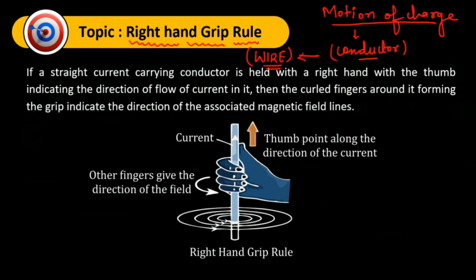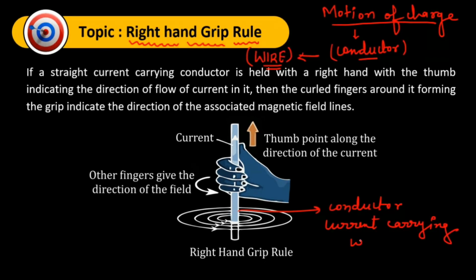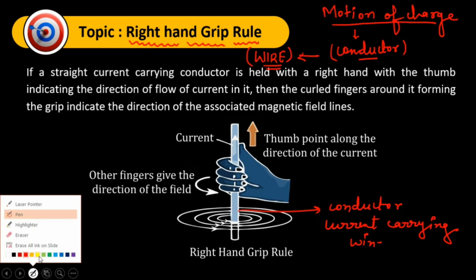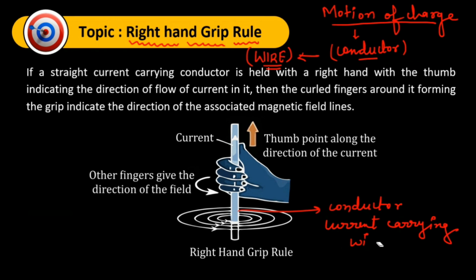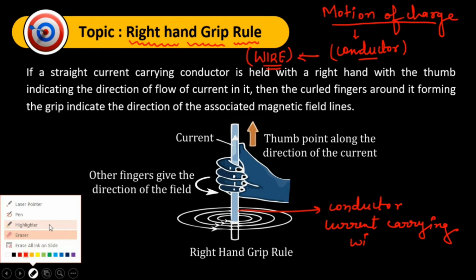What you have to do is grip that current carrying wire. This is our conductor, or you can say this is the current carrying wire. In whichever direction it is carrying current, you need to put your thumb in that direction, and in whatever direction your fingers curl, that direction will give us the direction of magnetic field.